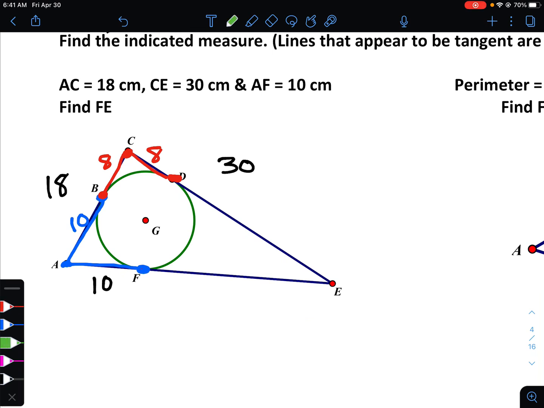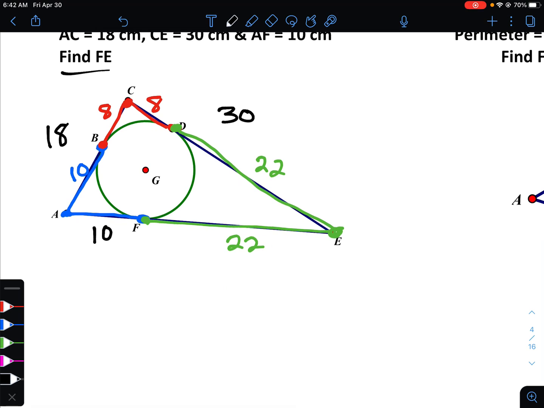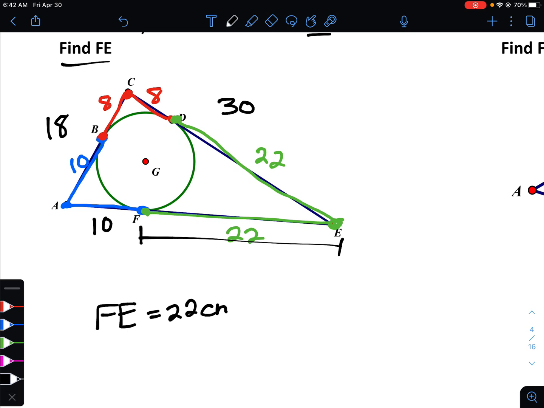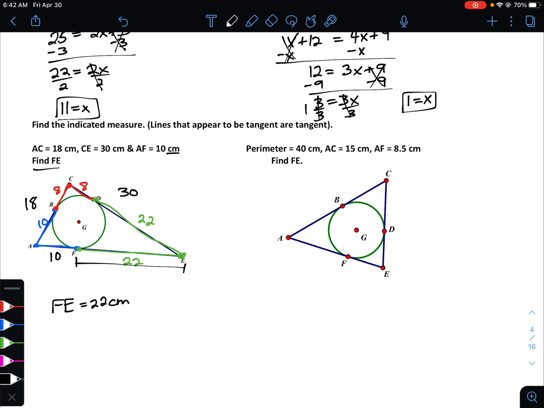So if we do that one more time, C to E is 30, C to D is 8. So if you take 30 minus 8, then this distance right here has to be 22. That means that this distance right here also has to be 22, which actually is the distance that we wanted. So remember, we wanted to find FE. So F to E is right here. That is in fact going to be equal to that 22. And then just don't forget your label. These were all in terms of centimeters. So that would be 22 centimeters, and there is our answer.